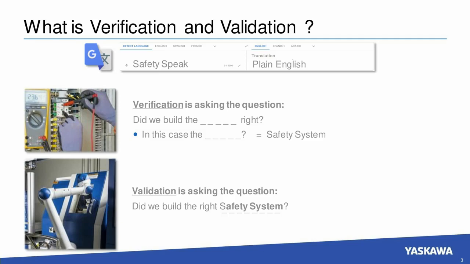So another way to help remember these two and keep them separate is verification comes before validation. So verification is performed during the design stage and is an engineer's analytical or mathematical effort to confirm that the safety circuit will achieve the risk assessment's required performance level. Validation is basically ensuring that the required safety function that you identified is reliably achieved in the machine's safety system.